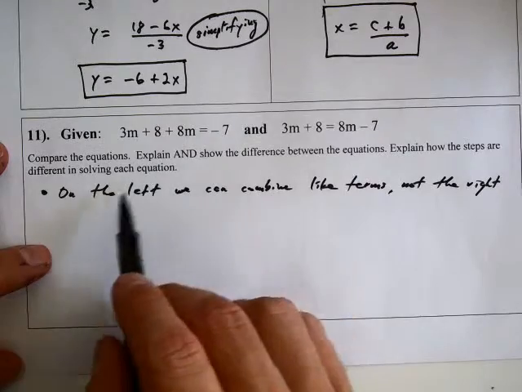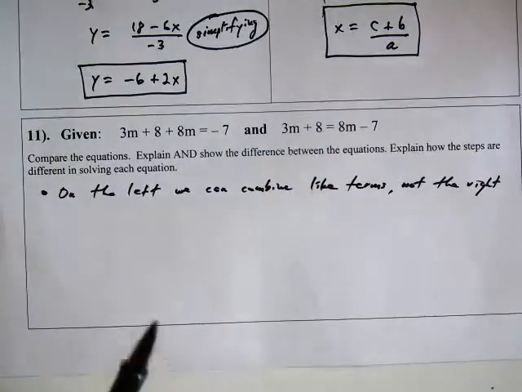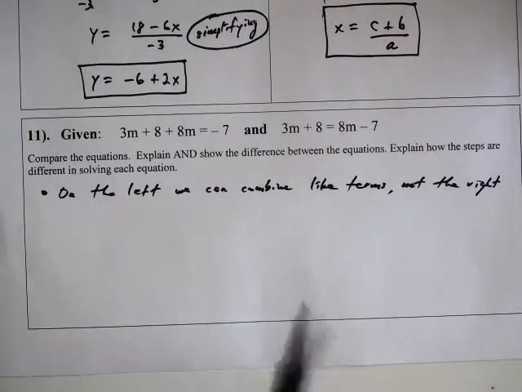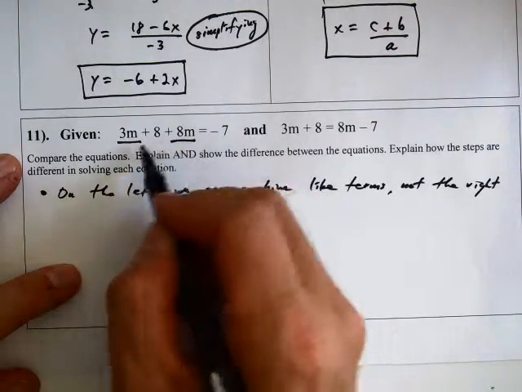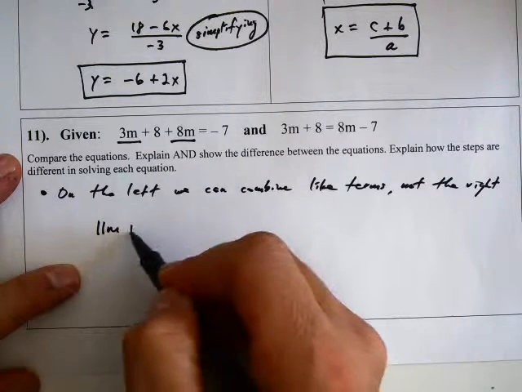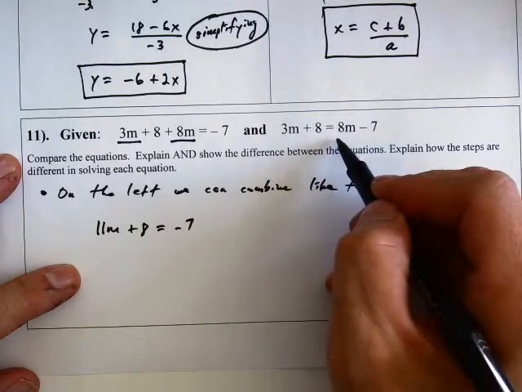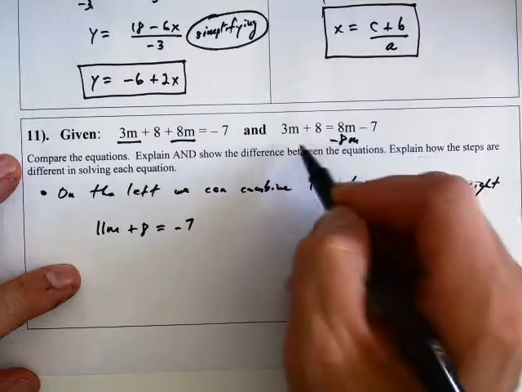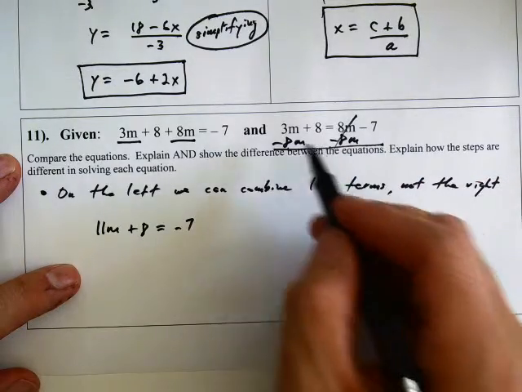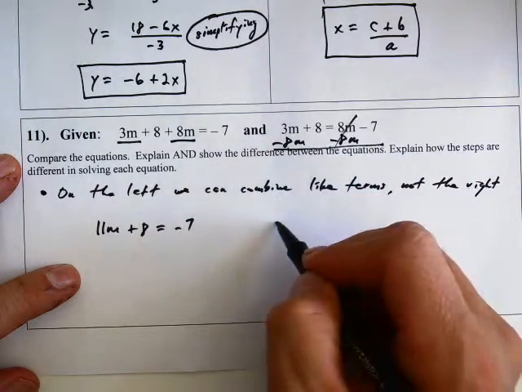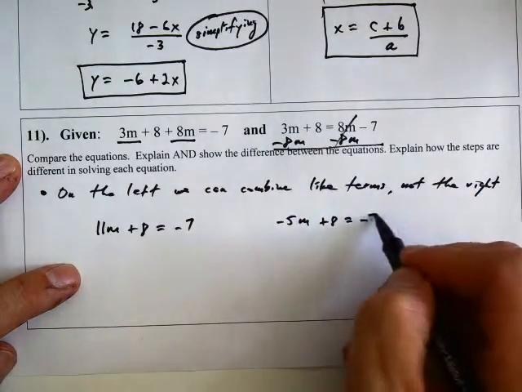Now it says that's an explanation, but what about showing it? Well, I think what we're getting at there is, how do I know for a fact that the two equations are different? Well, to do that, I'm going to have to do a little bit of work, right? So I'm going to combine these like terms, and I'd have 11m plus 8 equals negative 7. Now, what would I do over here? Well, since there's variables on both sides, I would subtract 8m from both sides, right? And these would cancel. So what's 3m minus 8m? That's negative 5m. And then plus 8 equals over here negative 7.